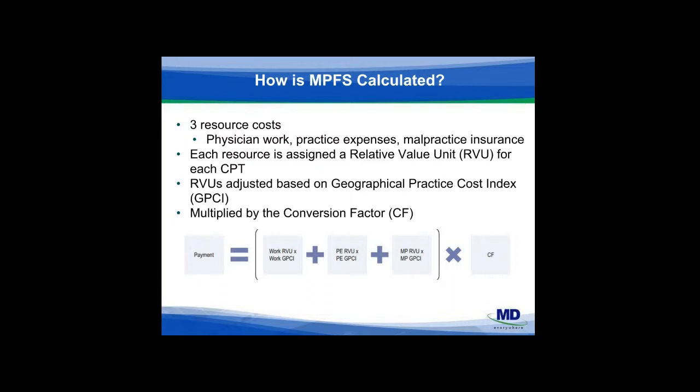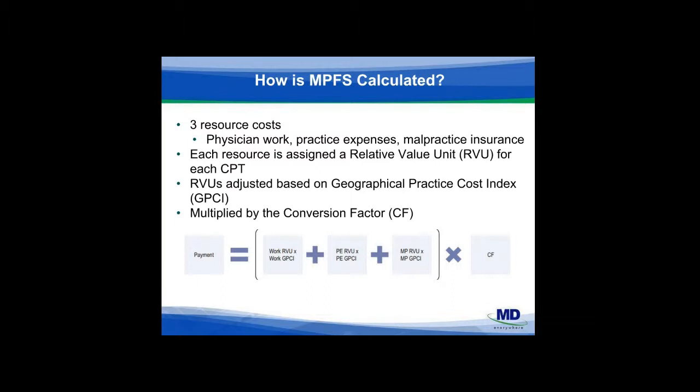These RVUs are then adjusted based on the Geographical Practice Cost Index, also known as the GPCI. The GPCI accounts for the geographical variations in the cost of practicing medicine in different areas of the country. So for New York and California, the cost is going to be higher for providing the same service than it would be for, say, a practice located in the Midwest. And then the sum of these is multiplied by a dollar conversion factor.